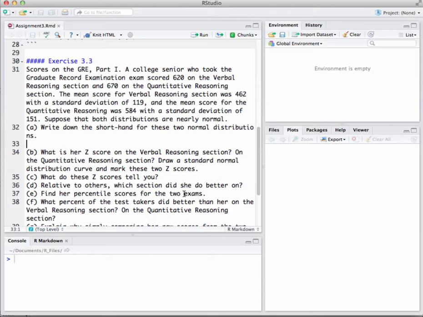So for those folks who don't know, the graduate record exam, you can think about it as sort of analogous for when you finish your bachelor's degree.